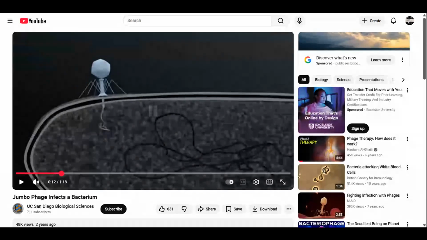Now you might think, because the thing that it's inserting looks like a needle, that it just punctures it. It doesn't actually work that way. What happens is it has a mechanism to dissolve the molecules that assemble together to make up the cell wall. It's not just puncturing its way in.